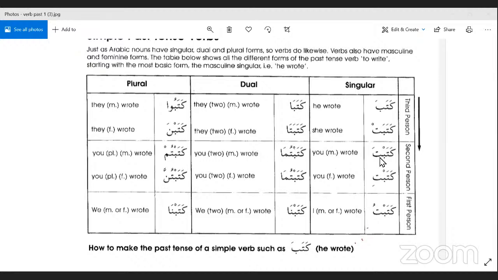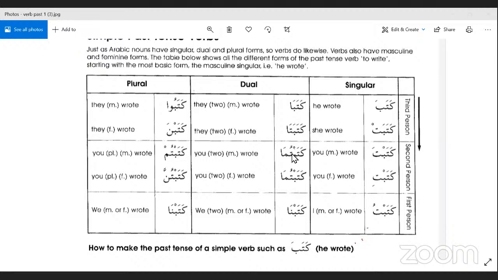So here from katabta, sorry, I forgot to mention that in anta. For this one, anta, and for the dual, antuma, and for the plural, antum. The suffixes at the end, ta, tuma, tum, are the attached suffixes which denote who is performing the action.